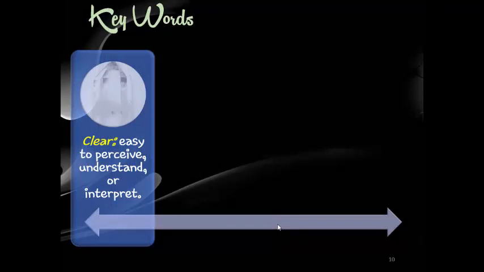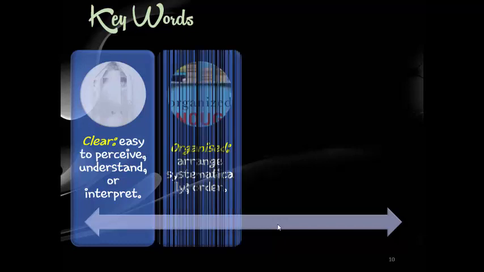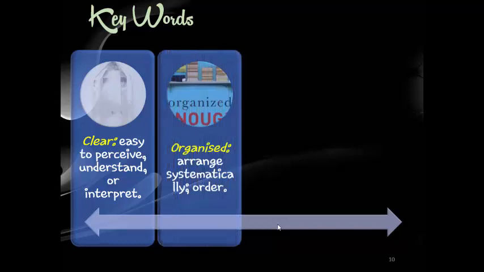Number one, your answer must be clear. That means it must be easy to perceive, understand, or interpret. You can easily understand your question, you can easily interpret it. Not that you are the only one that can understand it. Note that you will not be the one that will mark your script. The examiner will not call you and say, "Oh, my boy, Michael, come, what did you write here?"